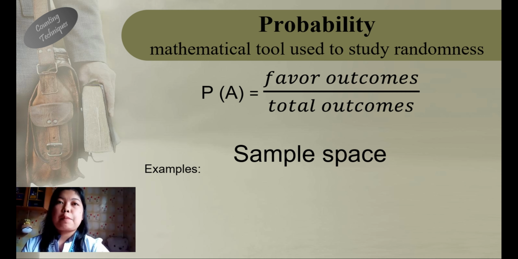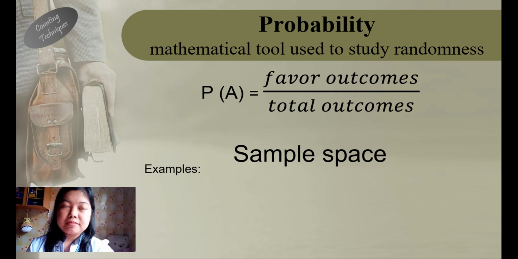Let us now discuss some basic concepts of probability. Probability is a mathematical tool used to study randomness. It deals with the chance of an event occurring. For example, P of A can be read as the probability of event A. To calculate the probability of an event occurring, it is equal to the number of favored outcomes, or outcomes that lead to event A occurring, divided by the total possible number of outcomes.